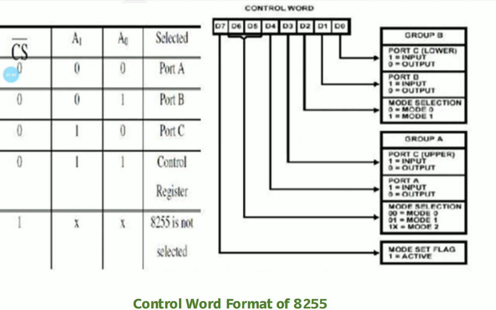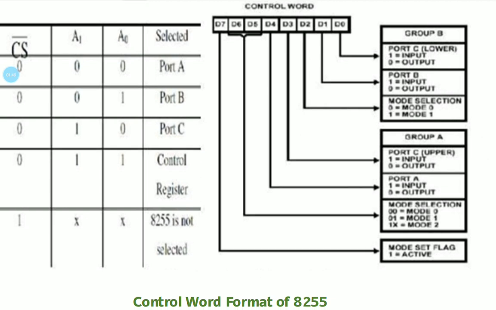And D2 is used for mode selection for port B. Port B can work in either mode 0 or mode 1. If D2 is 0, port B will act in mode 0. If D2 is 1, port B will work under mode 1.